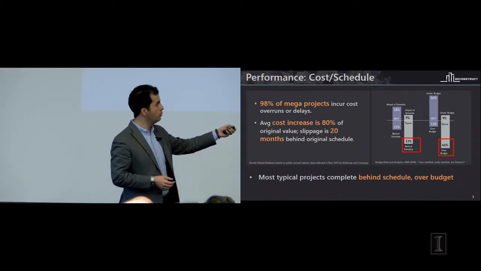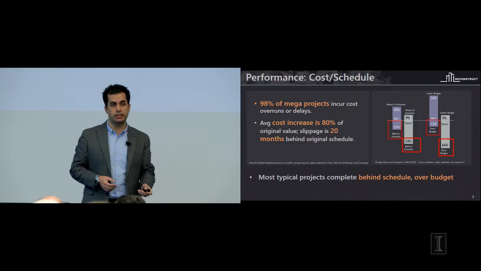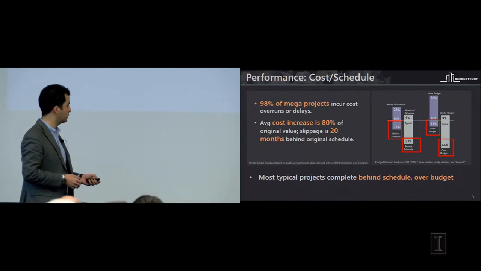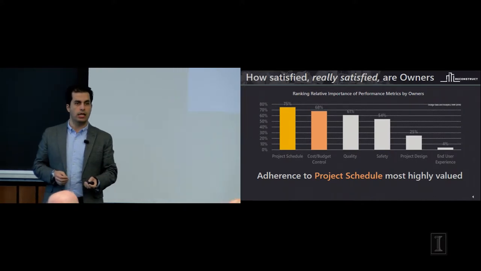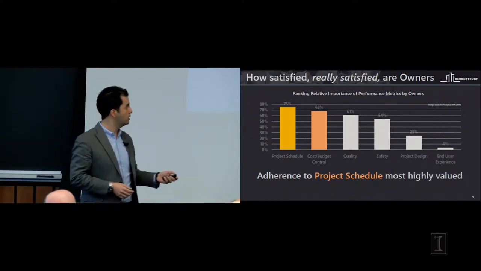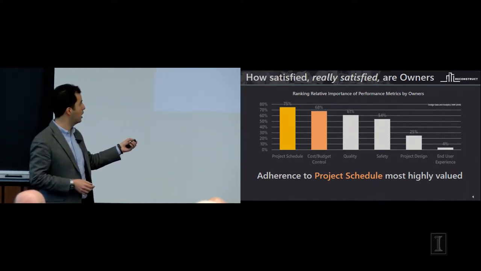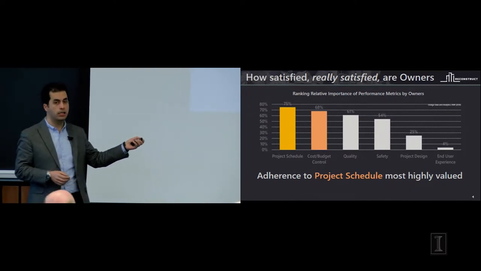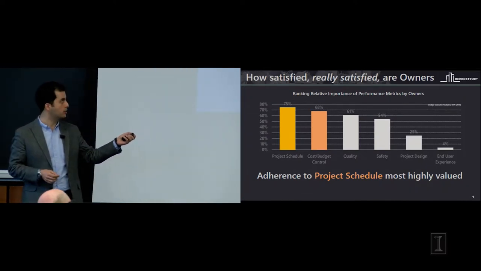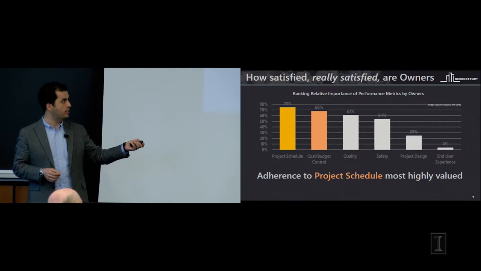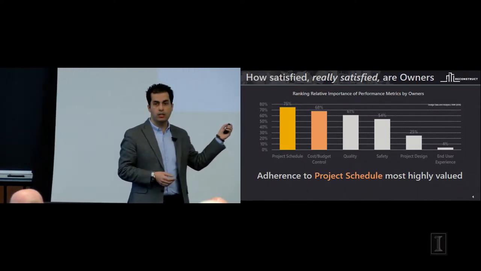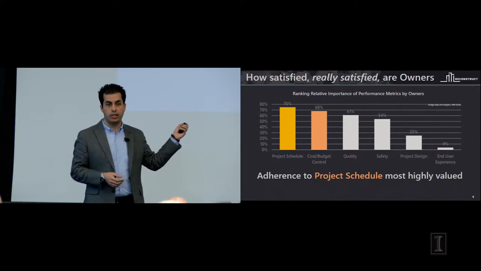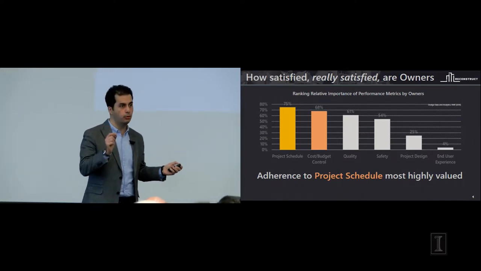More than 50% of the projects that we currently perform in the US are behind schedule. Now, there was a study done last summer on how owners see performance. Does it make sense for us to keep the project on schedule, to finish it on time? Does it make sense for us to keep it on cost, quality, safety, design, and the experience of the users? Interestingly enough, owners actually identified project schedule, time performance, to be the most important one.